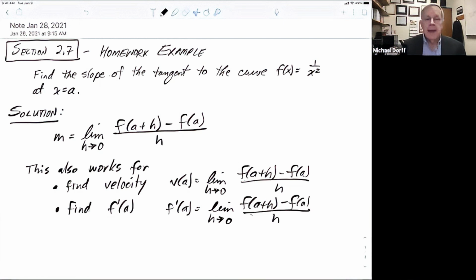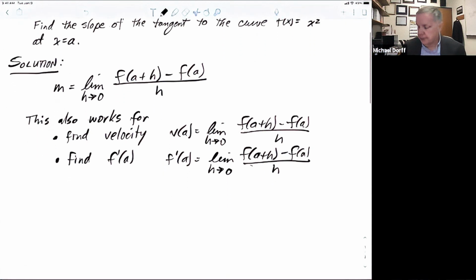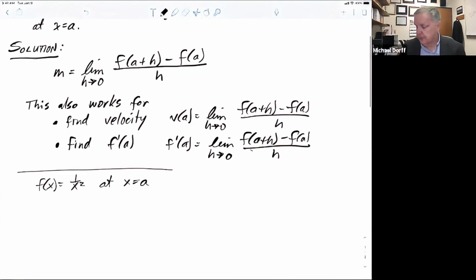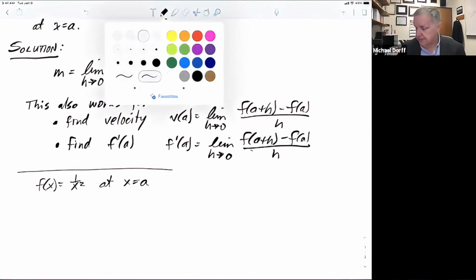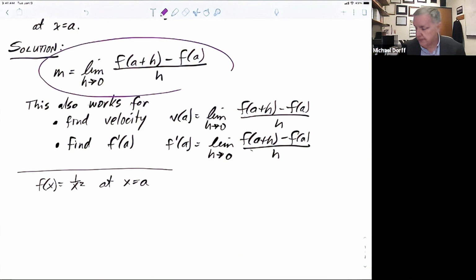So in other words, anytime you see a homework problem in this section that says find the slope of the tangent line to the curve, or says find the velocity, or says find f prime of a, you're going to use this same approach. All right, so what do we do? Well, we know our function f of x is 1 over x squared, and we're looking at it at x equals a. We're going to use this formula up here above. I'm going to circle it in purple.